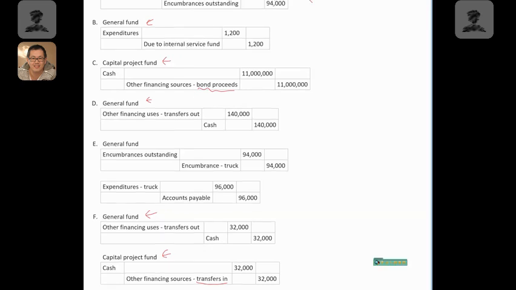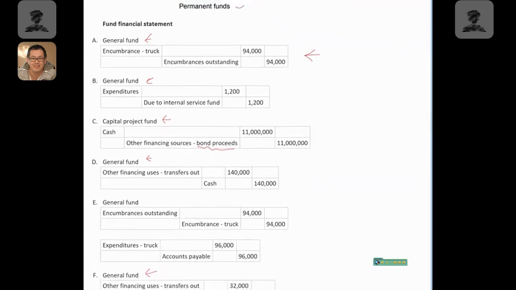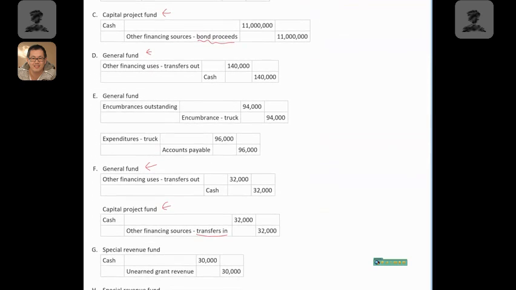Okay, next transaction. This is G. A state grant of 30,000 is received that must be spent to promote recycling. This is for the special revenue fund. The journal entry is to debit cash, because cash is received, but because it has to be used for this specific purpose, we credit unearned grant revenue, like a liability, 30,000.